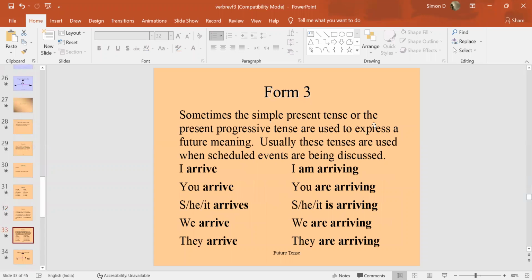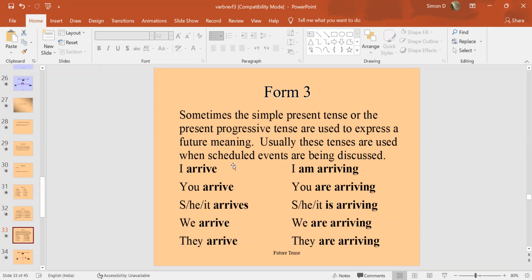Sometimes the simple present tense or the present progressive tense are used to express a future meaning. Sometimes these look like I am arriving, I arrive. This seems like simple present tense, right? Now look at the construction of it. But in the context, when you say I arrive at 4:5, what do you mean? It means that you are talking about the future. I'm arriving at a certain point of time means you're talking about the future. So in sentences you need to look at the context and determine the tense.